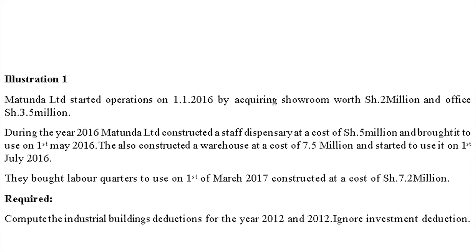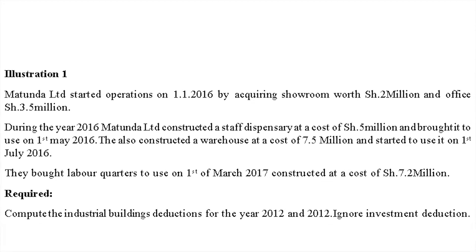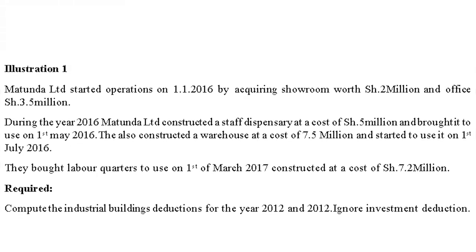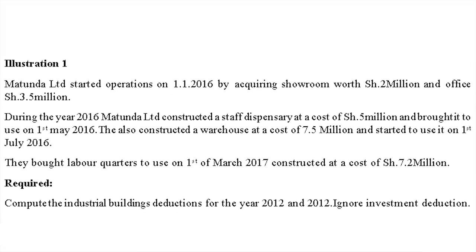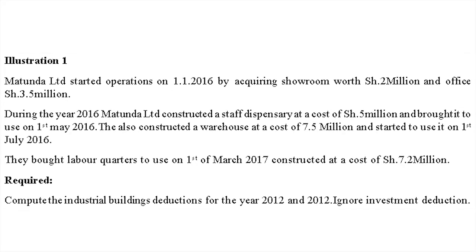So required, compute the industrial building deductions for the year 2016 and 2017. So we go through the illustration again. They had started operations on 1st of January 2016. Remember we said the assets must be used in the year of income under consideration for business purposes for the capital allowances to be deducted against taxable income.